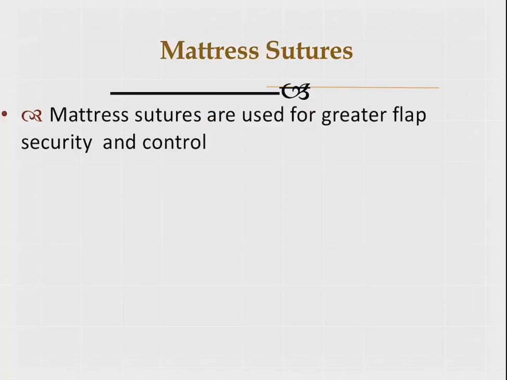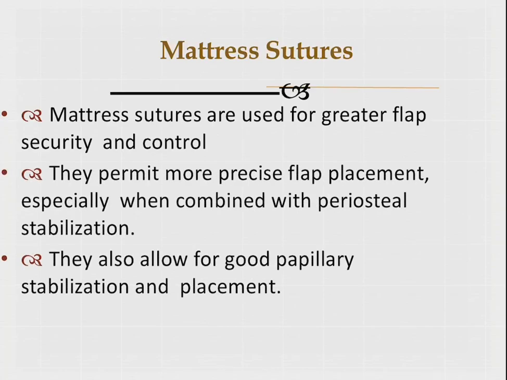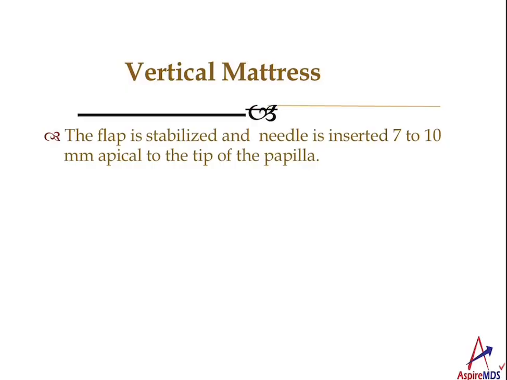Talking about the mattress sutures, they are used for greater flap security and control. They permit more precise flap placement, especially when combined with periosteal stabilization. They also allow for good papillary stabilization and placement. There are two main types of mattress sutures: the vertical mattress as well as the horizontal mattress.